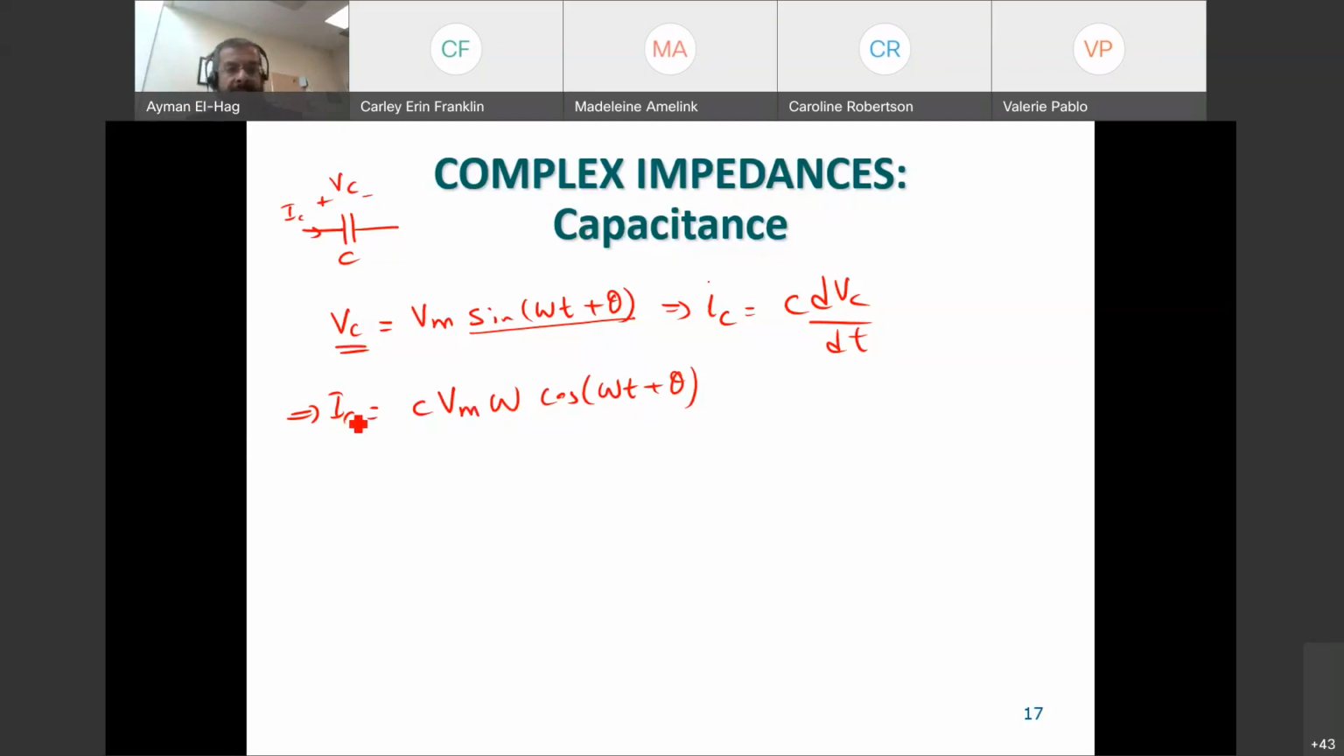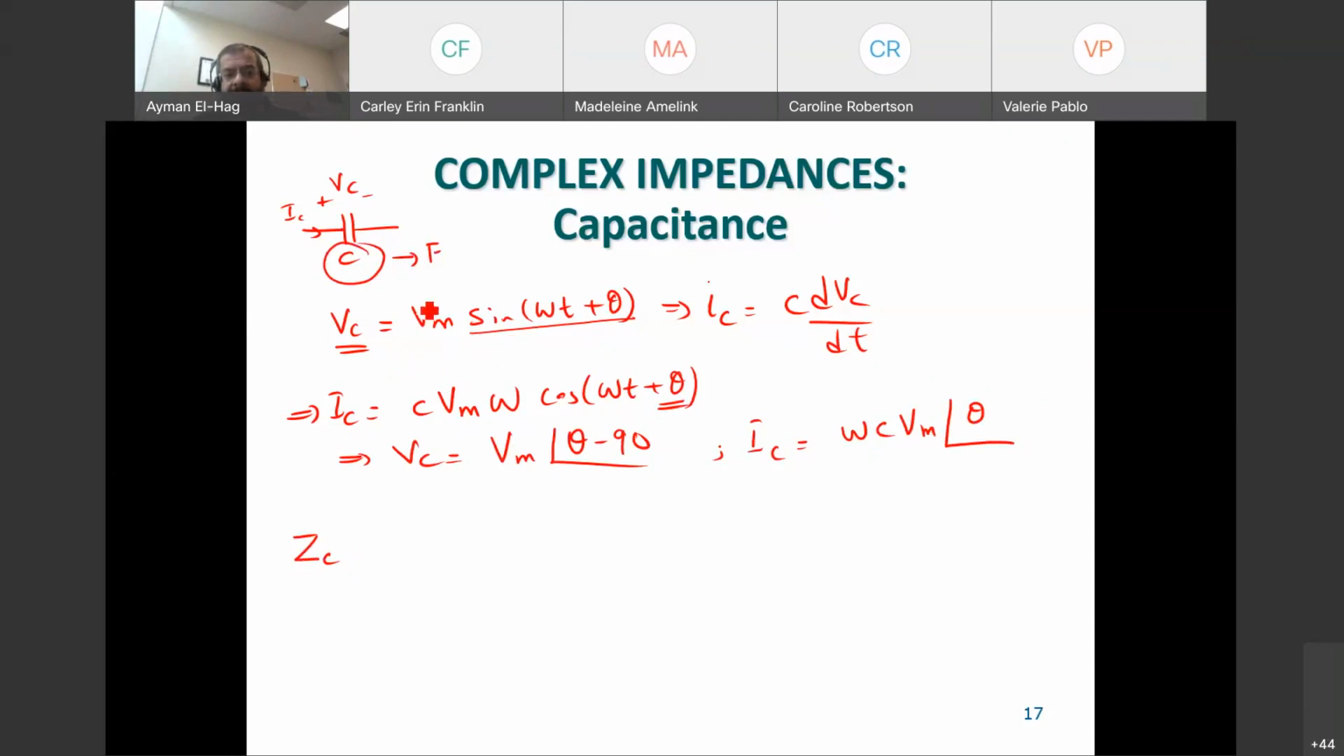Okay, so let's see this. So your VC will equal to a magnitude Vm angle of theta minus 90, because this is sine, so we convert this to a cosine. Same thing what we did with the inductor. And your IC will equal to omega C Vm angle of theta. Now again here we will define ZC, which is the impedance of the capacitor. So it's not the capacitance, which is unit is farad. Now this unit is in ohms. So it's equal to VC divided by IC using Ohm's law.